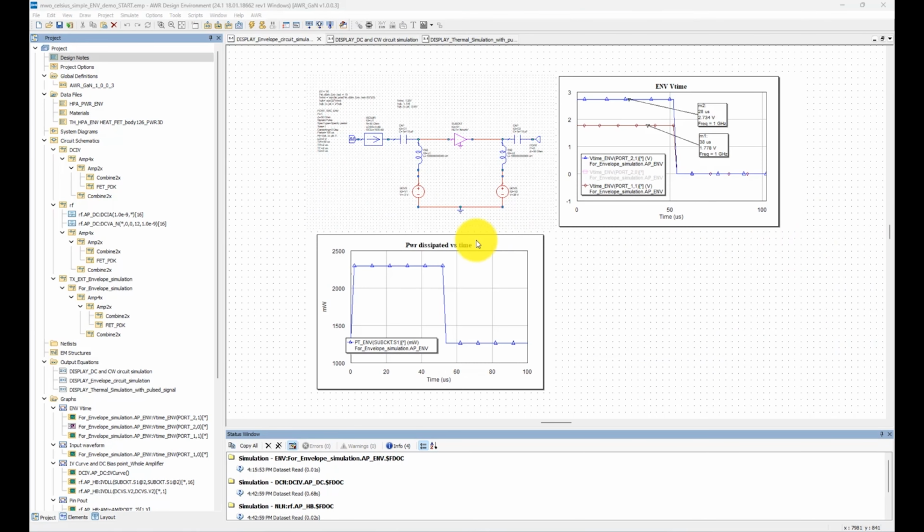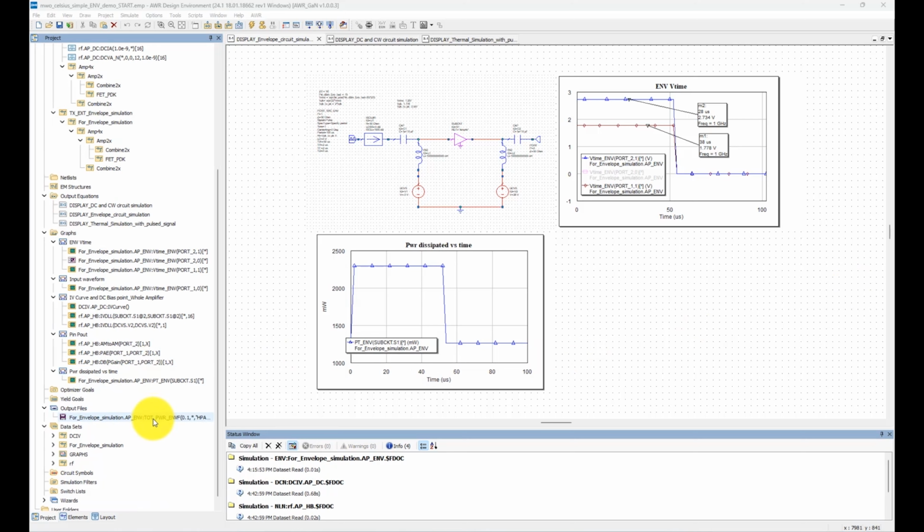Before thermal simulation can be performed, data must be generated as input. First, a harmonic balance envelope simulation is performed that, as well as calculating the output power delivered to the load over time, also calculates the power dissipated by the amplifier throughout the period of analysis. This is shown for the entire amplifier.